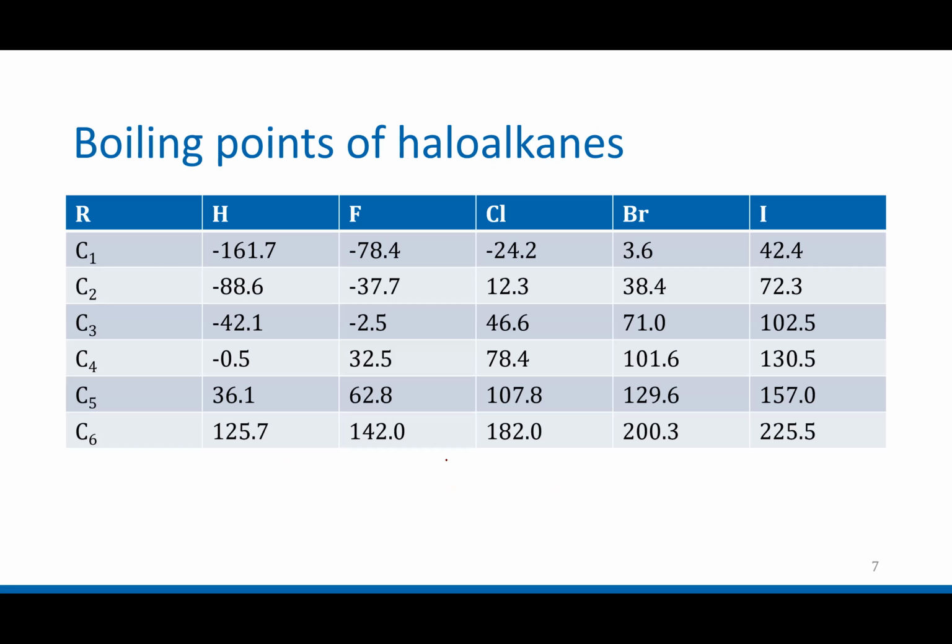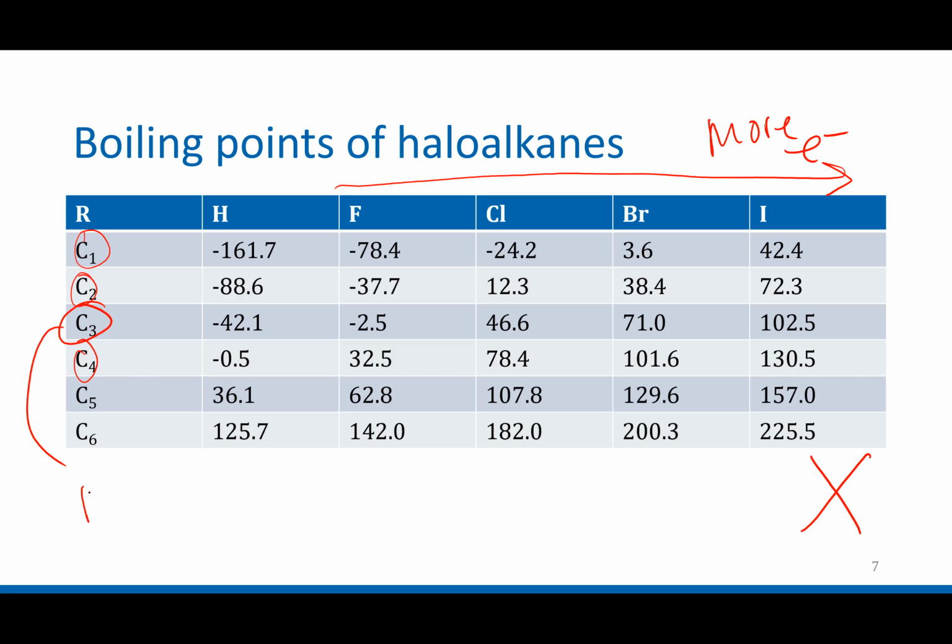So these are your boiling points of haloalkanes here. This is 1 carbon chain, 2 carbon, 3 carbon, 4 carbon. You obviously do not need to memorize this slide. You don't need to know these numbers, but you'll notice as the halogens get larger in size, meaning they have more electrons, more surface area, the boiling point gets bigger. So like look at propane. Okay, so C3, propane.